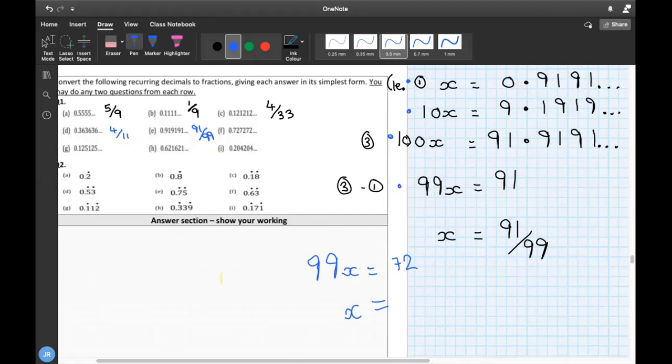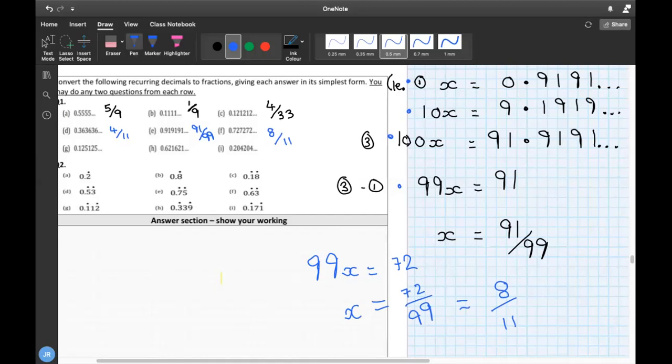You're still going to have to divide by 9. So, sorry, by 99. So that'll be 72 over 99. These are both in the 9 times table, so we can divide them both by 9, and we get 8/11ths, which we cannot simplify any further. So that one there, 8/11ths.